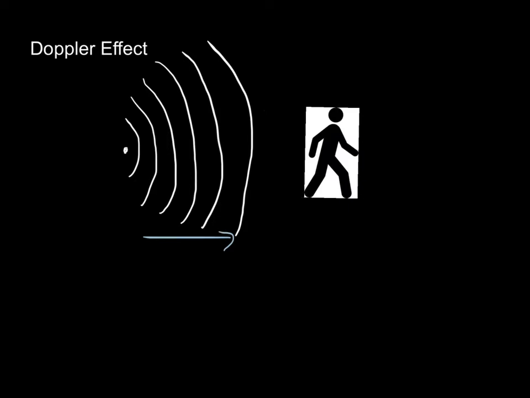For example, when the car or the ambulance runs and goes by you, it sounds high-pitched as it's coming towards you, low as it's moving away. That's a Doppler effect type of thing.